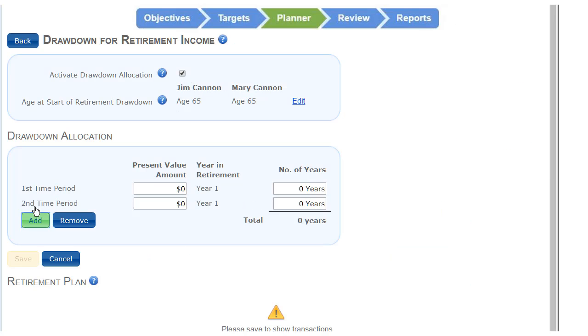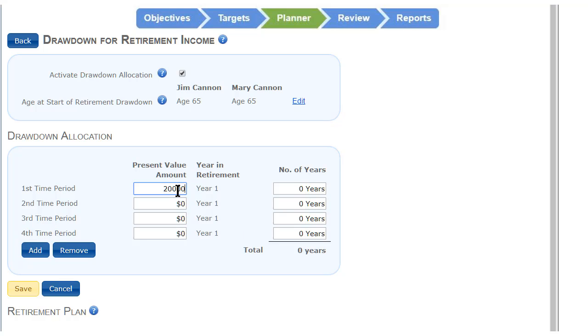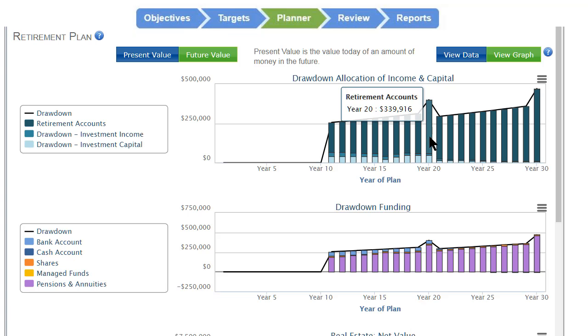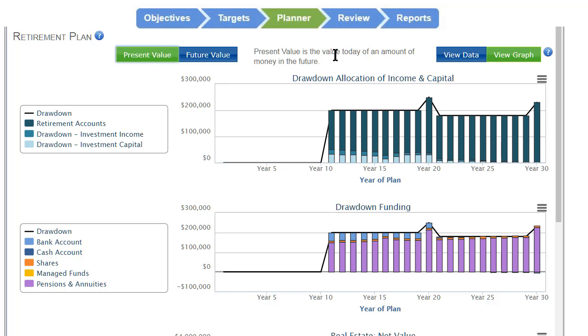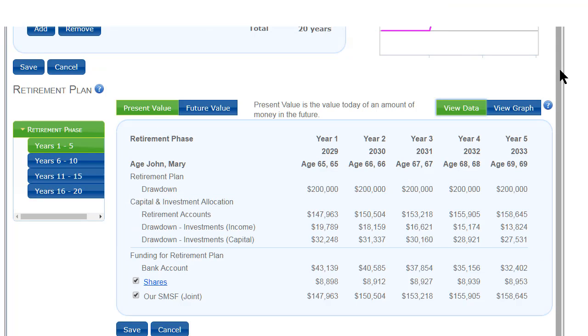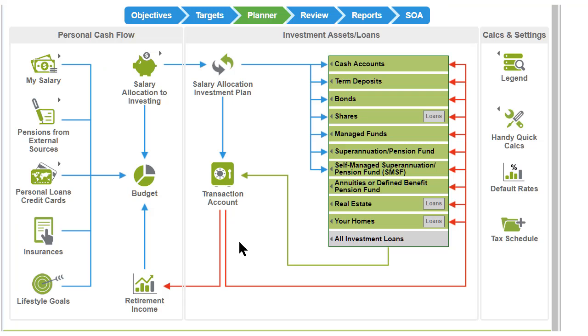If we go to the retirement income plan, you can now enter how much is required each year for personal living expenses. The values have been changed over different time periods, with an additional $50,000 included in year 10 and 20 to fund extra expenses. The income is funded from the superannuation account, share portfolio and the transaction account. These values are presented in both present and future value.